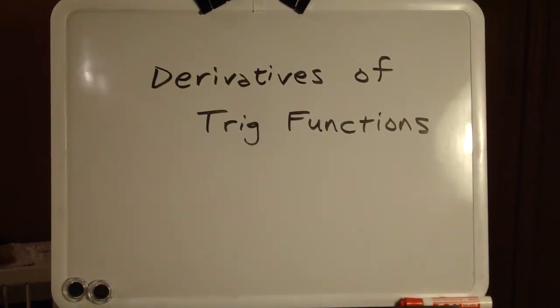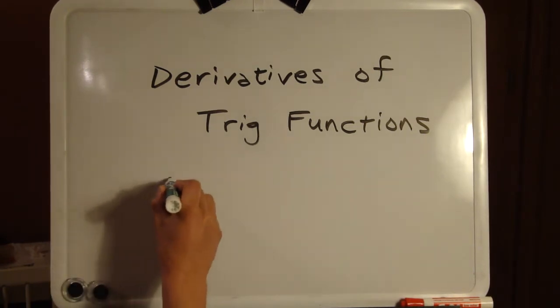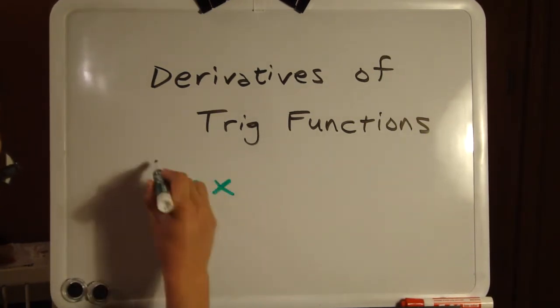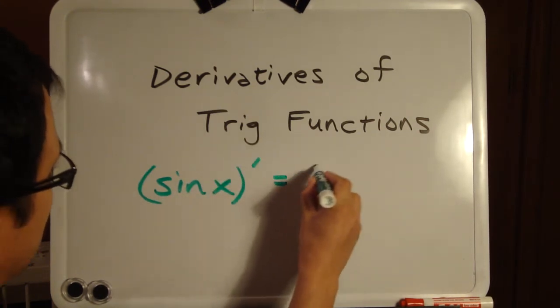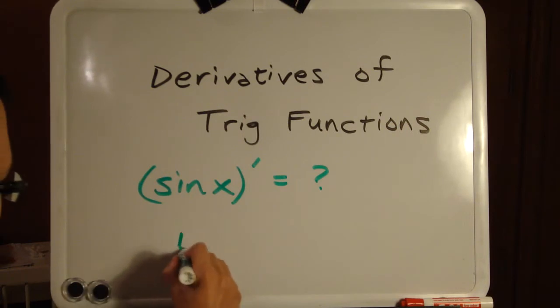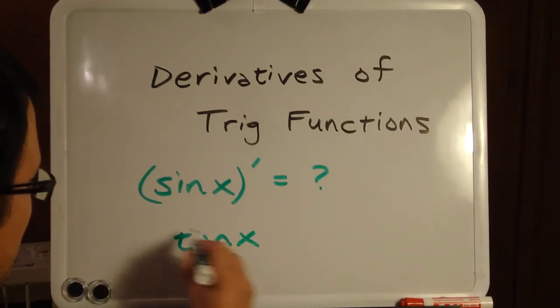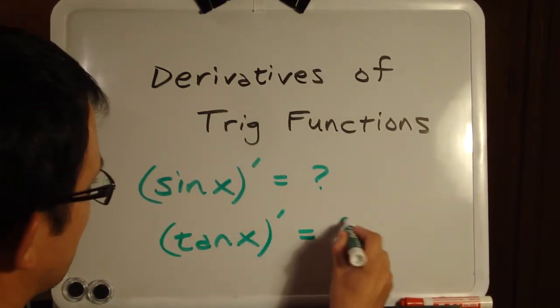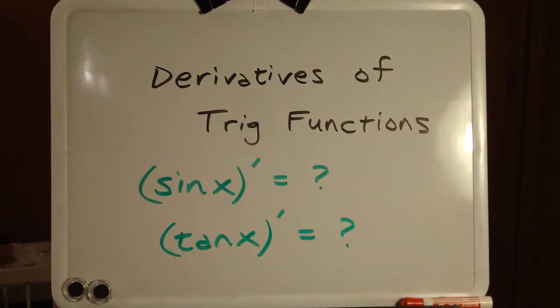Okay, main event here is we want to figure out how to find the derivatives of the basic trig functions. So by lesson's end, we want to figure out things like this, right? How do you find the derivative of the sine function, or maybe even something like this? When you differentiate the tangent, what do you get out of that?